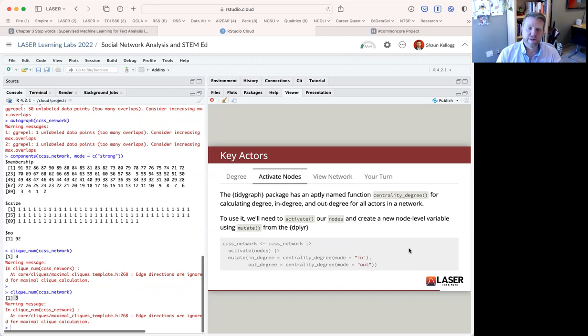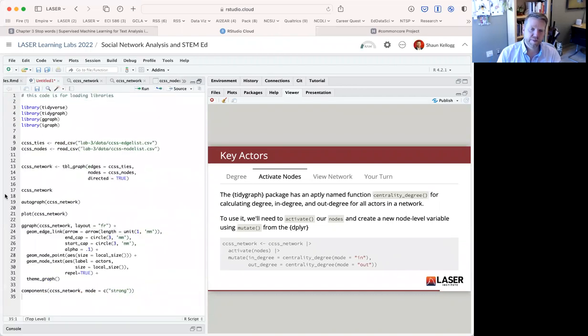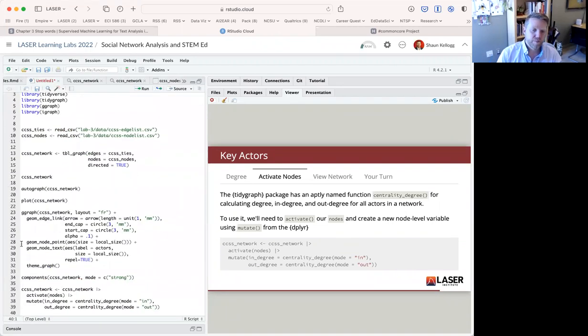All right, key actors. We're running short on time. I'm going to run through this really quick. This is actually probably the most useful information. What we can do within this network, let me go back to my R script, is just like when we're using tidyverse packages, we can say, hey, I want to take my network and run this function. It's very important. It's called activating nodes. So it's saying, all of the nodes in my network, the actors in my network, I'm going to create some measures of centrality for each actor in my network.